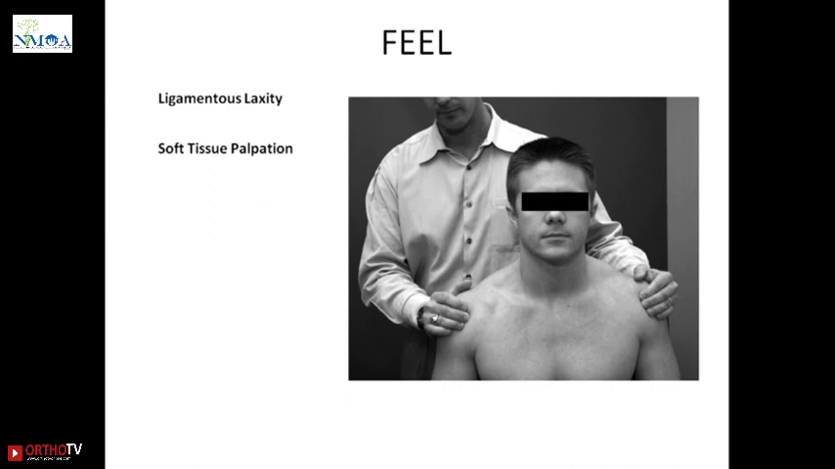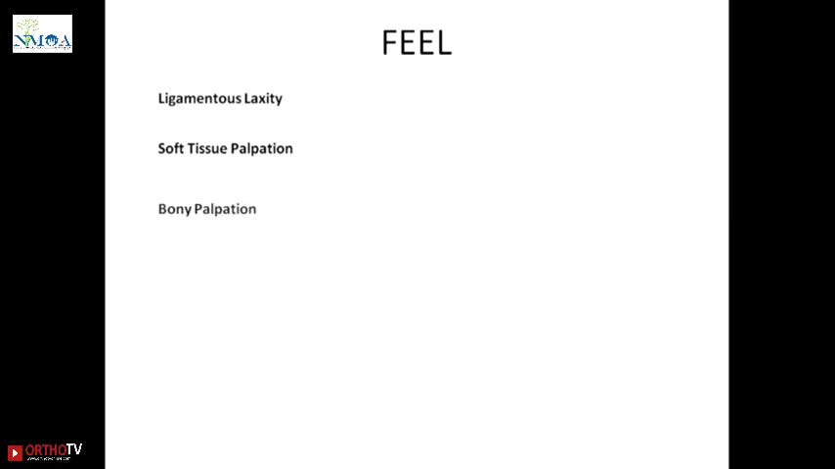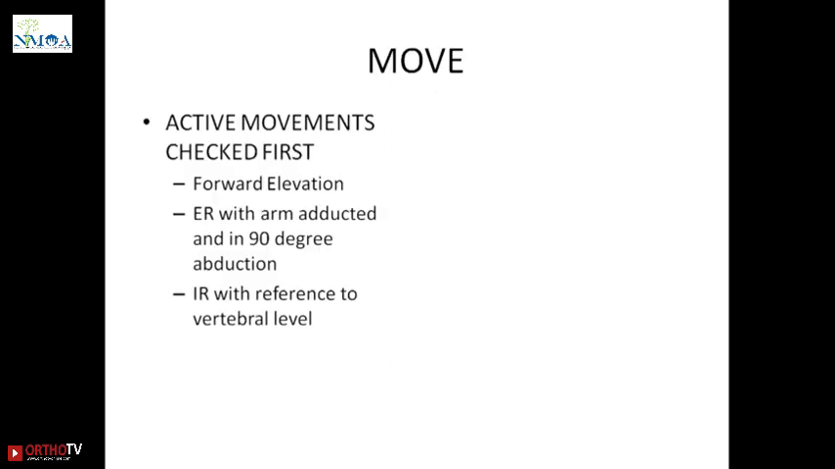We can palpate the biceps tendon. Usually most of the glenohumeral joint cannot be palpated, but we can palpate soft tissue. We can palpate the biceps tendon in this. And then we go on to the bony palpation, where we palpate the AC joint and the clavicle.